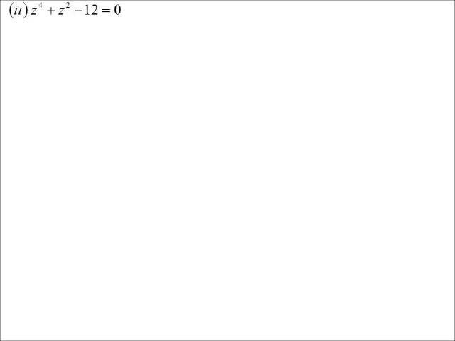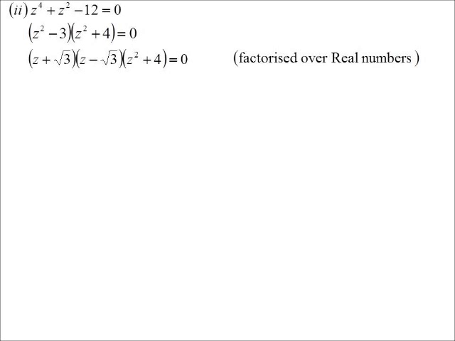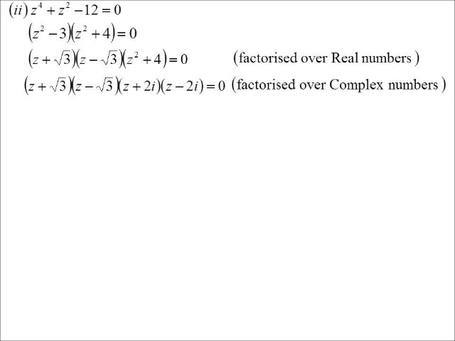In the algebra part, z to the power of 4 plus z squared minus 12 equals 0. Noticing the powers are going up by a constant amount, we could treat this like a quadratic. So z squared minus 3, z squared plus 4. Well, over the real field, that would be z plus root 3, z minus root 3, but z squared plus 4 doesn't factorise. If I was to keep going using complex numbers, then the z squared plus 4 could factorise. We have z plus 2i, z minus 2i.